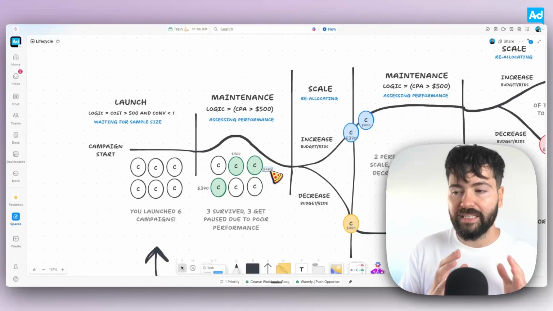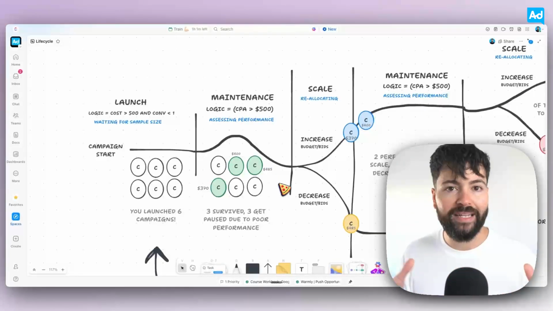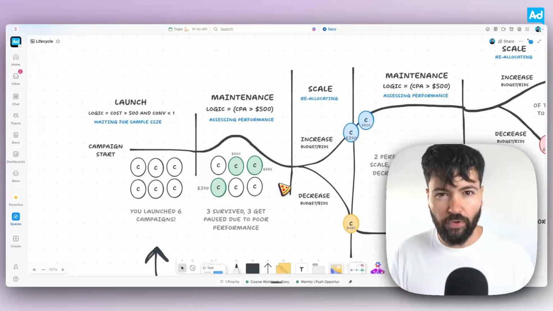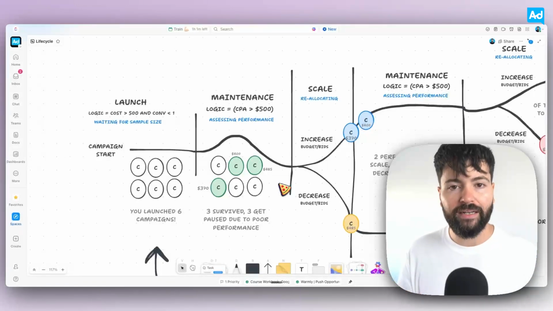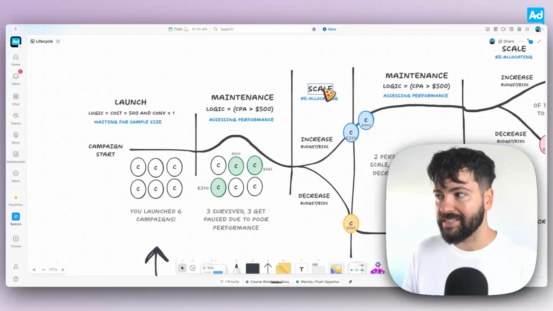Once we get out of the launch phase, we enter what I call the maintenance phase. In the maintenance phase, what we're really doing is trying to assess performance. We need our campaigns to accrue more data and get some more learnings underneath them before we enter the next phase, which is the scale phase.